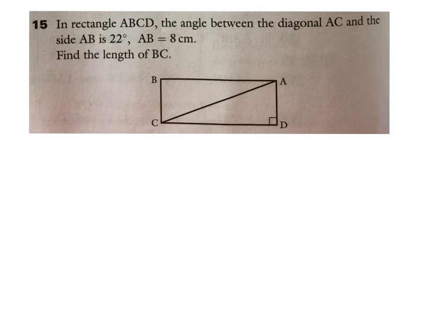Question 3. In rectangle ABCD, the angle between the diagonal AC and side AB is 22. So the diagonal AC and the side AB, so that means it's this angle in here. That side and that side, you can see, creates the angle at A. So this angle in here is a wee small 22. Next then, it also tells us that AB is 8. So A to B is 8. Find the length of BC.